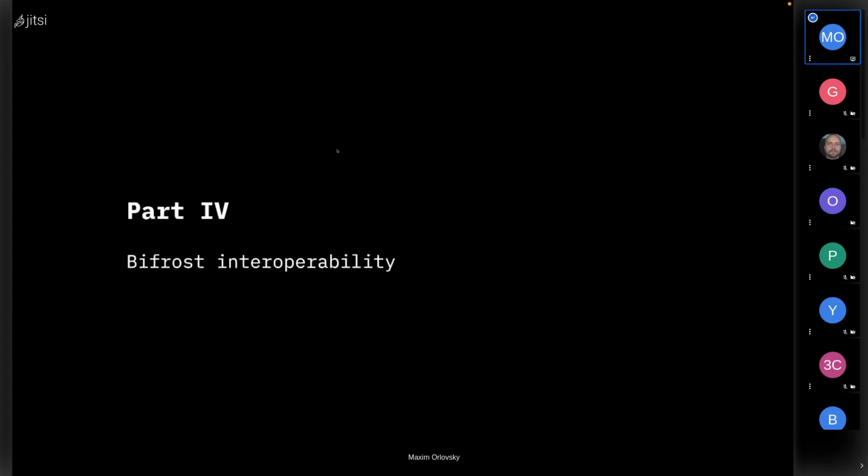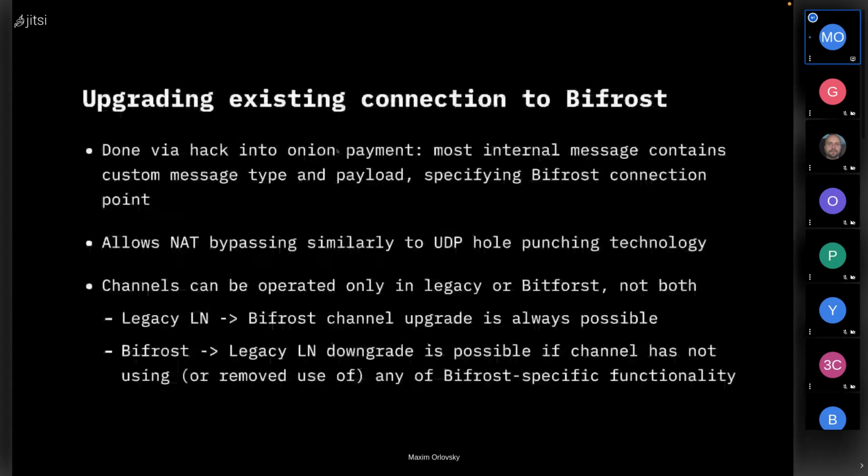Oh, okay, maybe. So, interoperability. First of all, we would like to provide a way to upgrade an existing connection between two Lightning nodes to Bifrost. The way it's going to work is that, until today, Lightning nodes are always connected through the same port number, the Lightning Network port, running the set of both protocols inside that connection. Bifrost will require a separate connection using a separate port number.